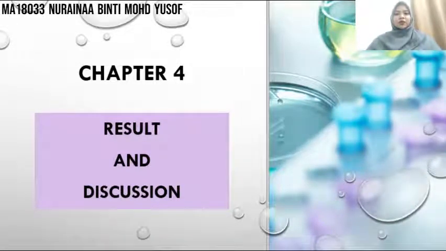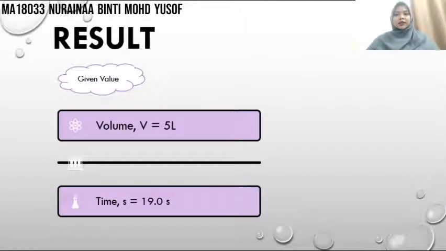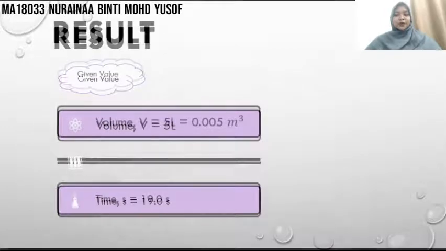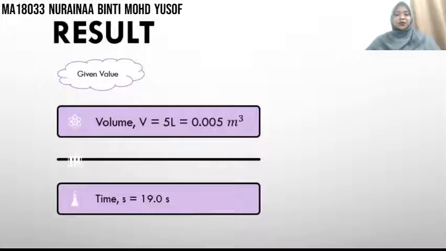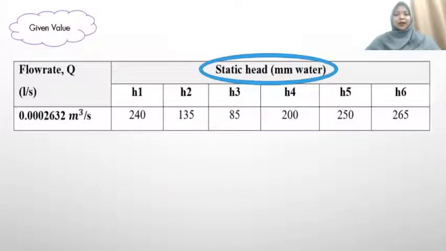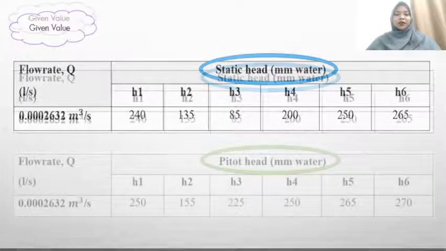So, moving to Chapter 4 for the results and discussion for Bernoulli's principle experiment, the given value for the volume is 5 liters and the time given is 19 seconds. So, from 5 liters, we change the value to cubic meters and we will get 0.005 cubic meters for the volume. Following that, this is the given value for static head and the second table is the value for pitot head in units of millimeters.